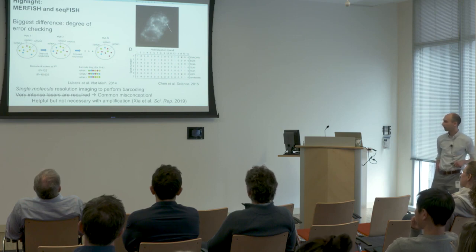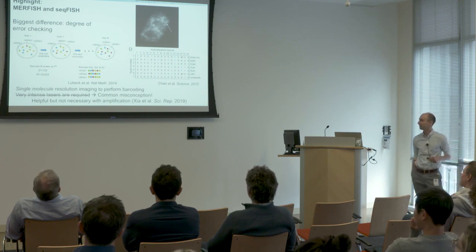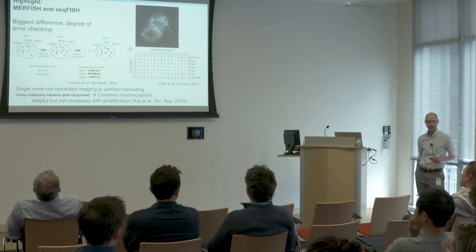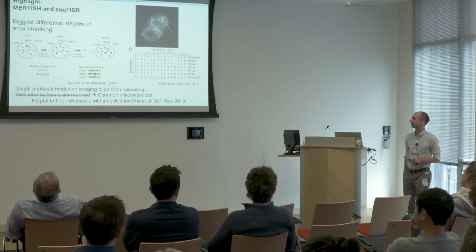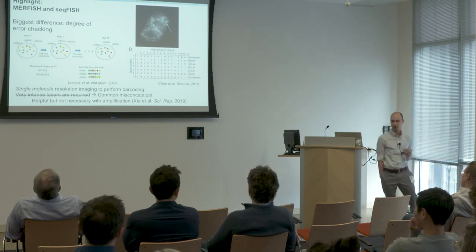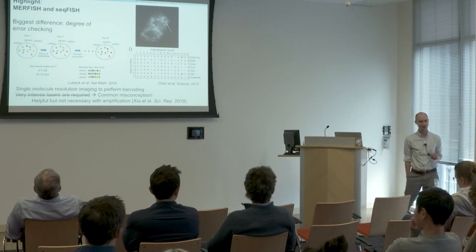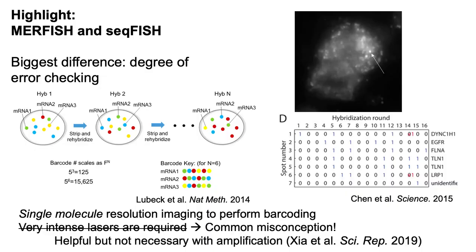And I want to point out a very common misconception that very intense lasers are required. That's not true anymore. That was true in the original MERFISH paper, which used photobleaching as the way to remove the fluorophore. Now that they've switched to chemical means, they go both much faster, and if your laser is a little more dim, you just take a little bit longer to take your images. Of course, brighter light is always helpful because it takes less time to do the imaging.